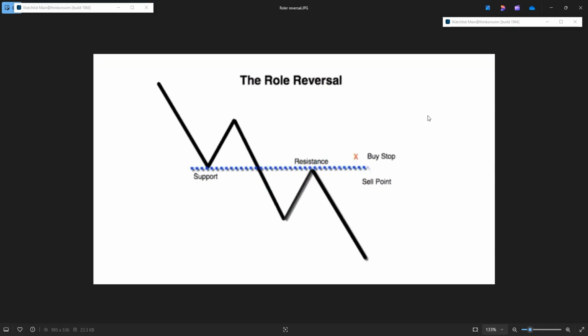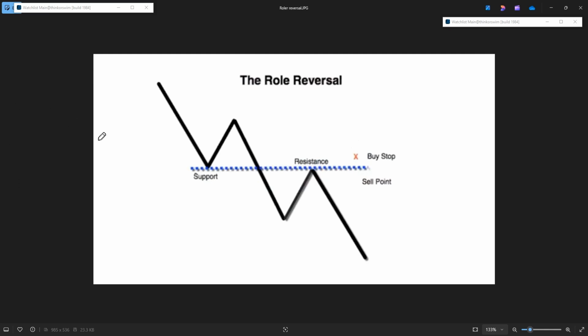We'll be going over role reversal, support resistance, and price versus volume. On my screen here, you can see an illustration of what role reversal is. Identifying support resistance is very important in trading. It's actually the number one thing you need to do when you get to a chart, a stock or ETF that you've never looked at before. It's very, very important.